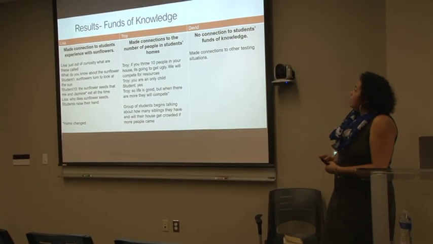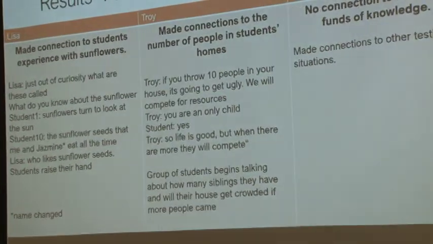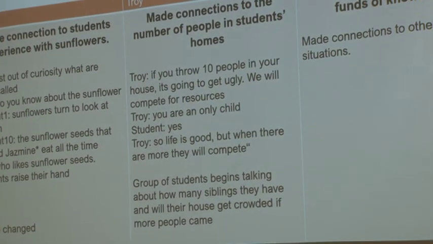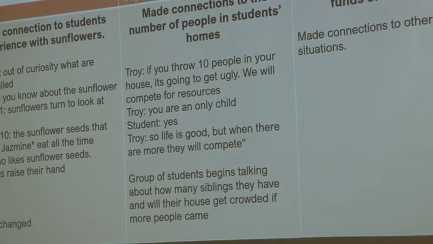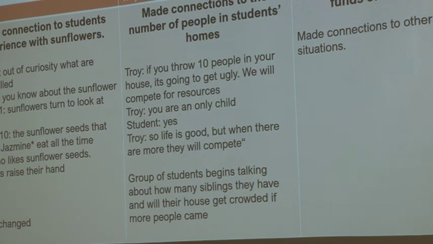We saw Troy make some connections to students, in terms of the number of people who live in the student's house. And he says, if you throw 3 people in your house, it's going to get ugly. We'll compete for resources. He targets one student and says, you're an only child. And student says yes, and he says, so life is good. But when there are more, they will compete. And then we see a group of students start talking about how many siblings they have, and if their brother comes, and they start to talk about this competition that might happen if there are more people in the house.